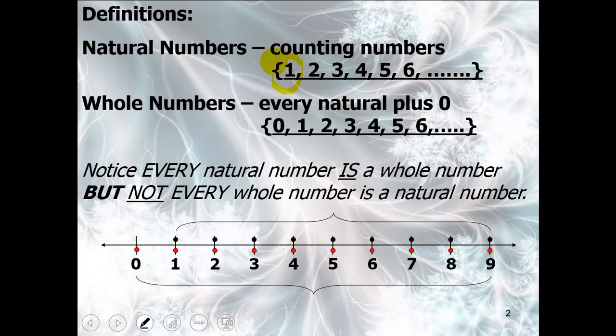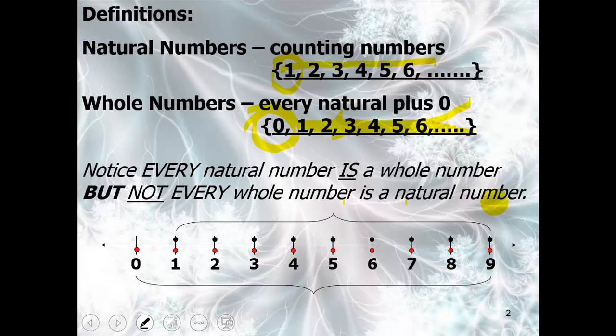Whole numbers are every natural number, and then in that set they include the number 0. They include the number 0, right? Notice that every natural number is also a whole number, but not every whole number, in particular 0, is a natural number. So not every whole number is a natural number.